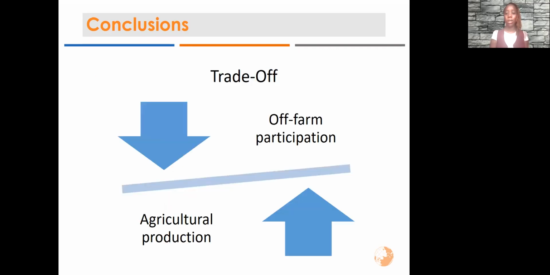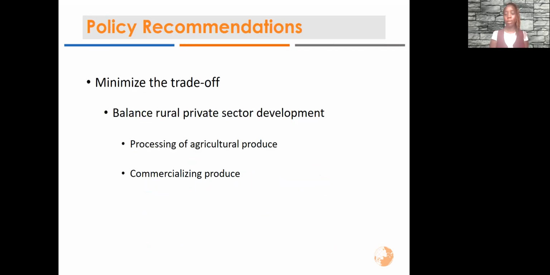In conclusion, we observe that there's a trade-off between off-farm participation and agricultural production. Reducing the extent to which family labor is allocated to off-farm participation and enabling optimal use of inputs relating to family labor in agricultural production is therefore vital. Our findings reveal that there's a trade-off, and our policy recommendations are aimed at minimizing this trade-off.